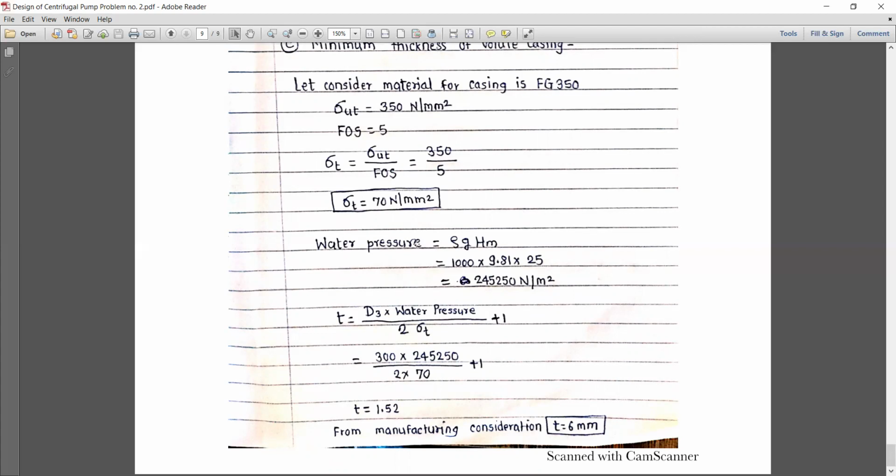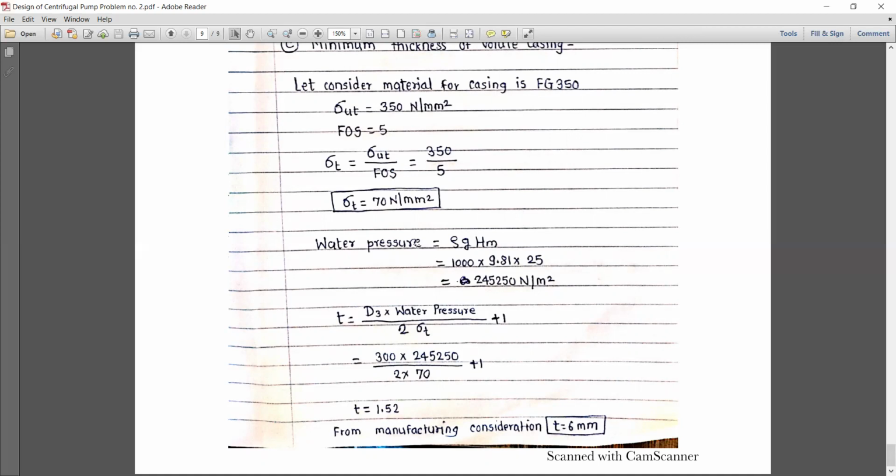So calculating the minimum thickness of the volute casing, T is equal to D3 into the water pressure divided by 2 sigma T, plus 1. Here we are considering it like a pressure vessel. Based on that, whatever pressure is applied, or the maximum pressure applied, it is internal pressure. So based on this, we are calculating the thickness.